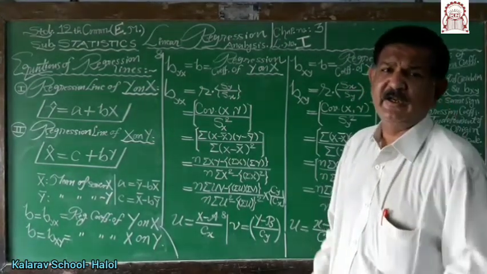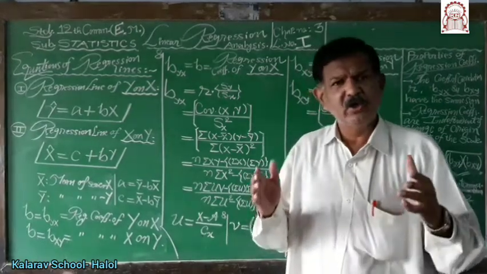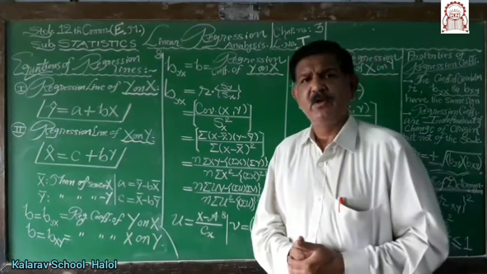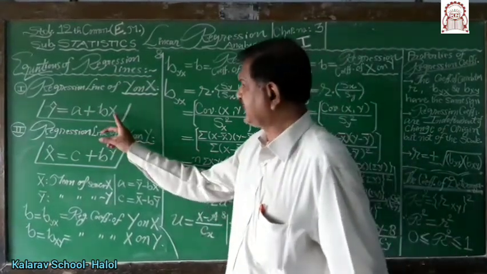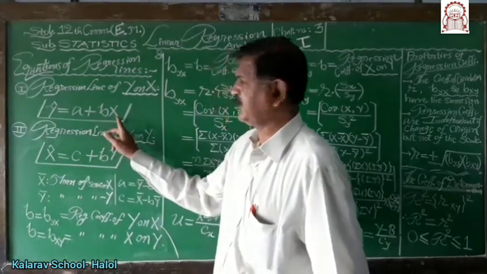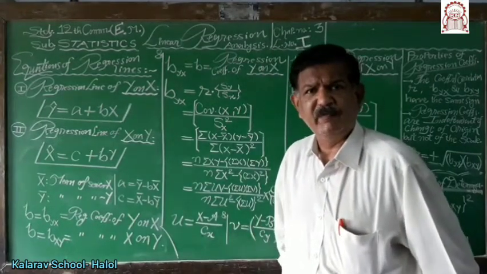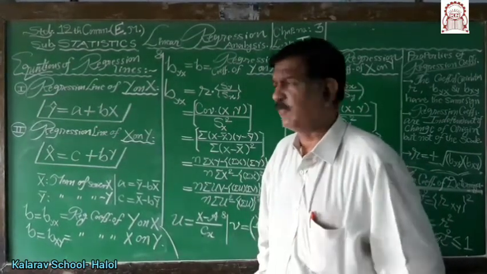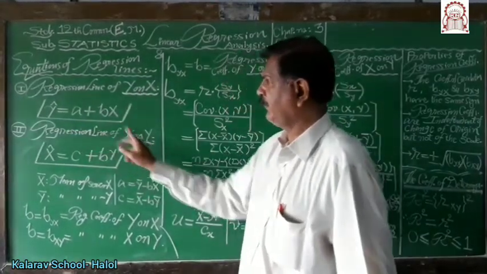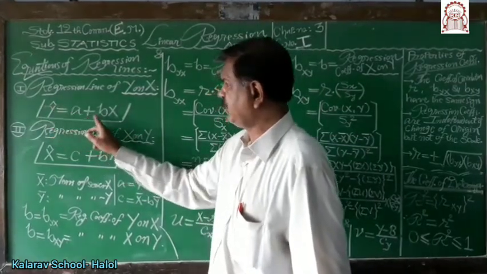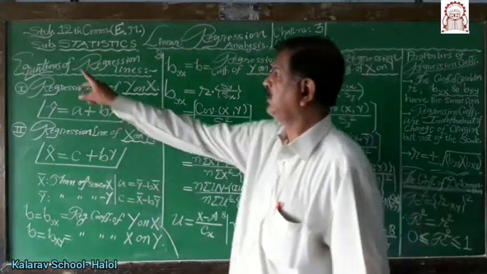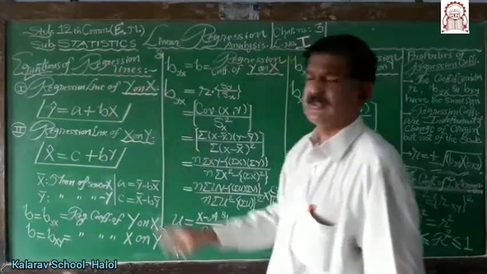Generally there are two variables, x and y. If x is given and you want to estimate y, then this is the regression line of y on x. There are generally two regression equations: the regression line of y on x and the regression line of x on y. Y cap is given by a plus bx and x cap is given by c plus by. These are the equations of regression lines.